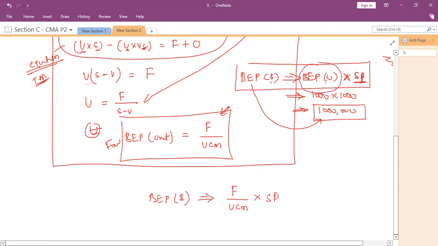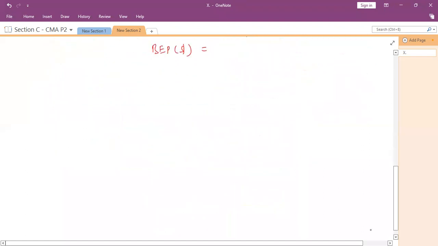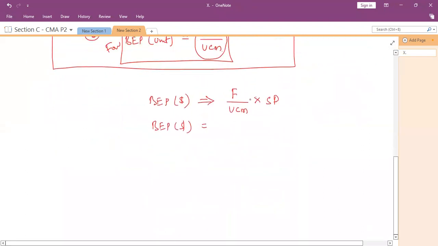This break-even point units formula we know already: fixed cost by unit contribution margin, I have written here, multiplied with selling price. So therefore, break-even point in dollars is equal to fixed cost by unit contribution margin by selling price. So this is nothing but fixed cost divided by contribution margin ratio. Say for example, if selling price is 1000, variable cost is 500, my contribution per unit is 500. I'm defining this contribution in terms of sales.